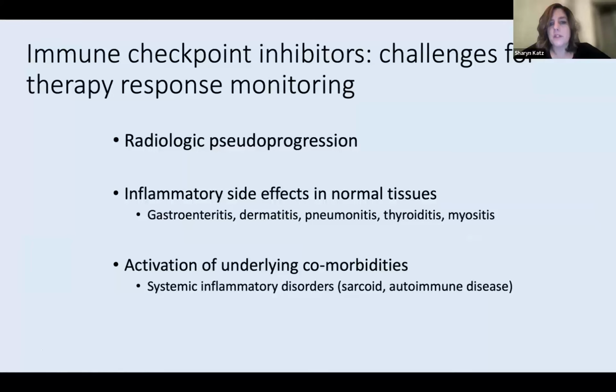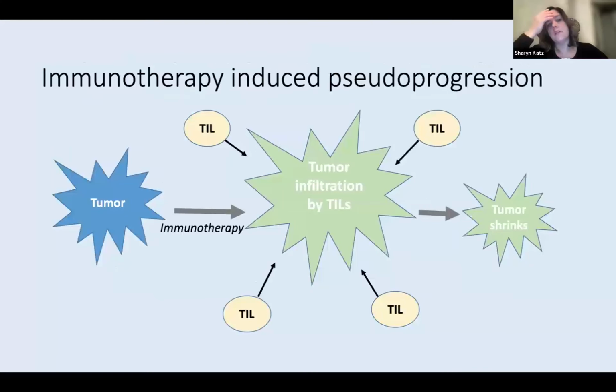present some particular challenges. Unlike the therapeutics that shut down growth pathways or work by DNA damage, these don't shut down proliferation, but rather instigate inflammation within the tumor, and that can cause some characteristic comorbidities that we have to be on the lookout for as radiologists and clinicians managing these patients. One is radiologic pseudoprogression, and the others are off-target activity within normal tissues and activation of underlying inflammatory comorbidities such as sarcoid or autoimmune diseases, and that can complicate our interpretation of the disease.